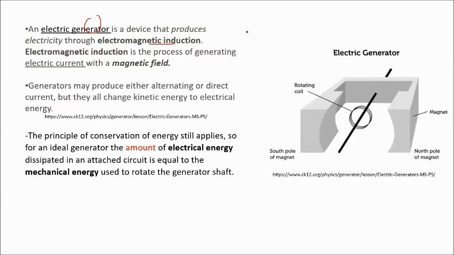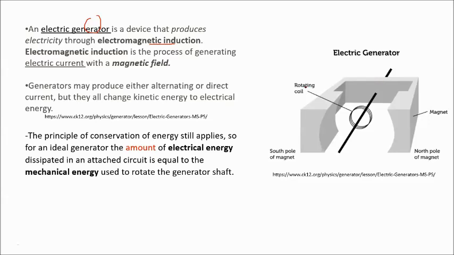So kung ma-recall niyo yung last meeting's discussion, there are ways na maka-generate ng electricity by the presence of a magnetic field. Generators may produce either alternating or direct current, but they all change kinetic energy to electrical energy. So apply pa rin yung conservation of energy.